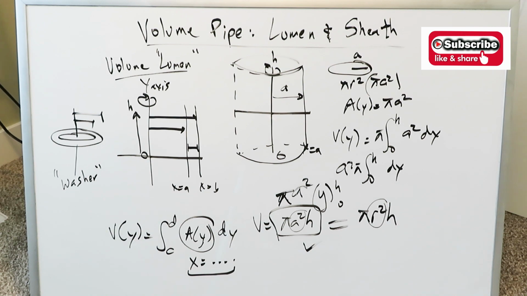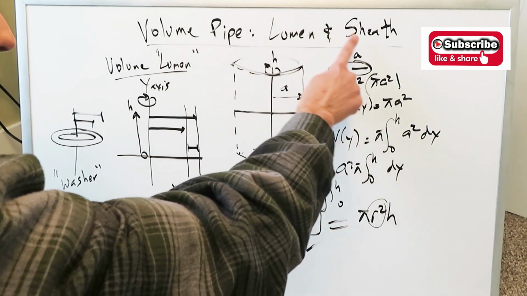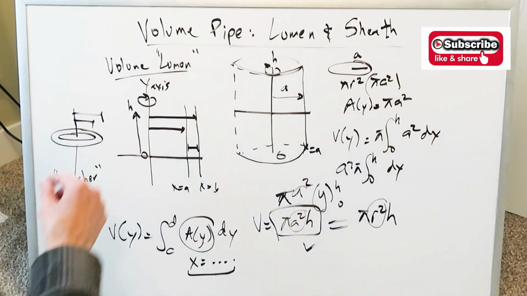In this video we have looked at the volume of a pipe in terms of its lumen, the internal volume, and the sheath or the casing or the layering of the pipe, the solid portion of a pipe.